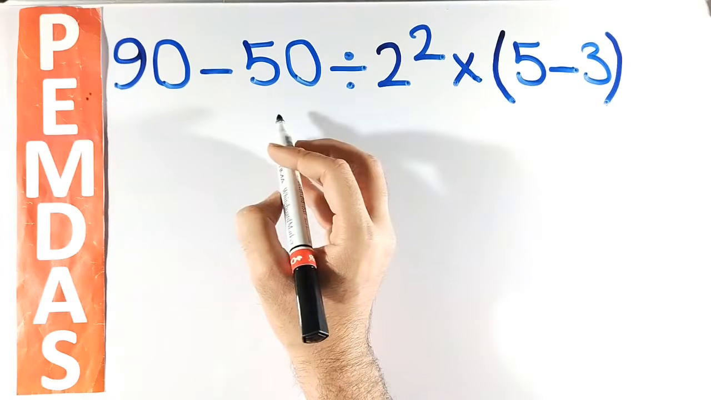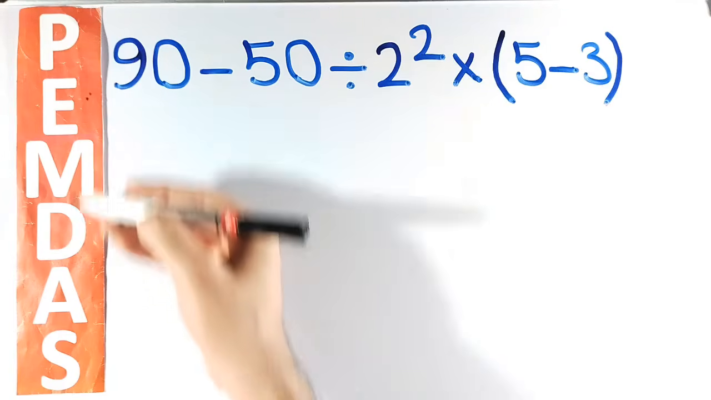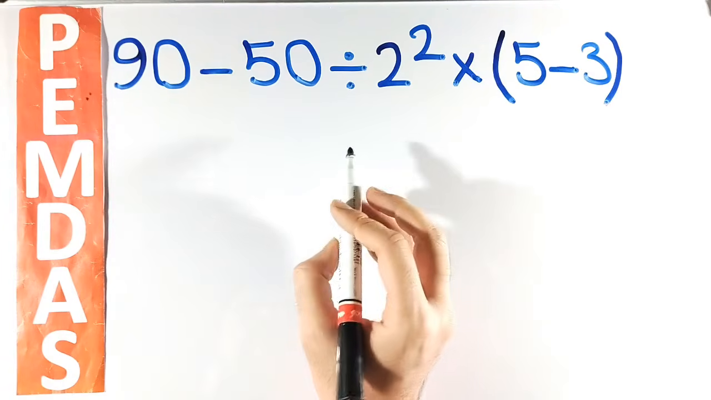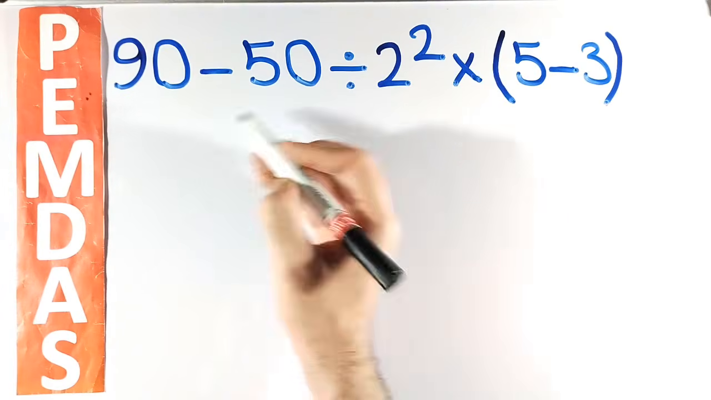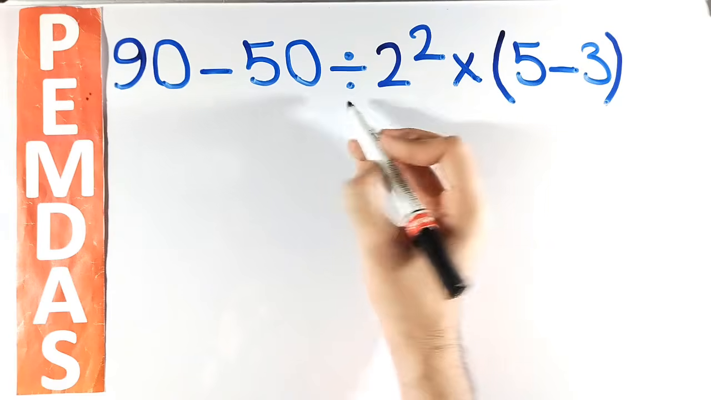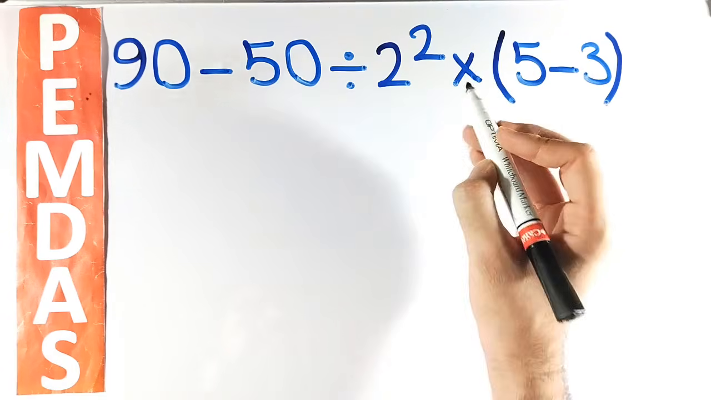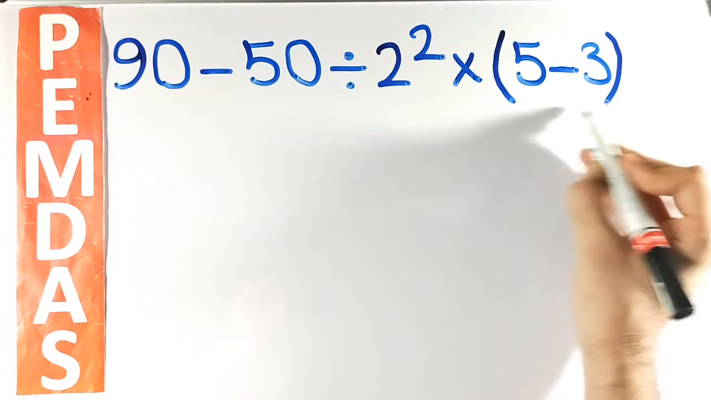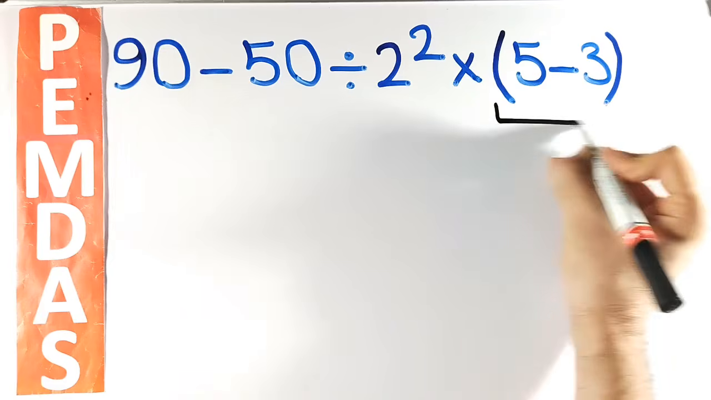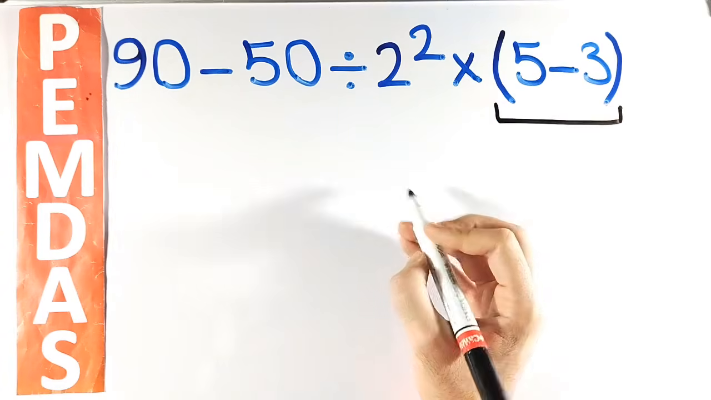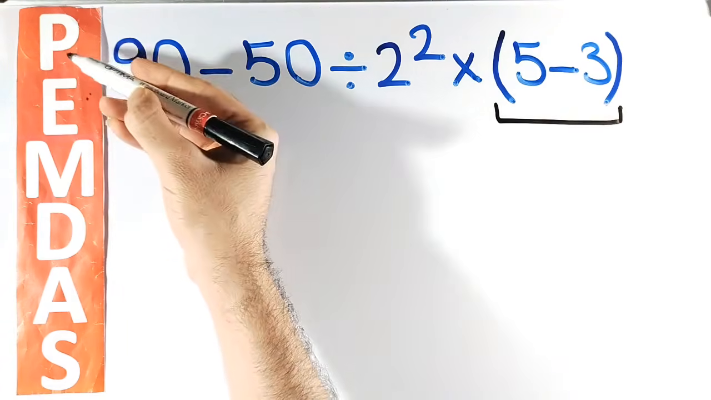To solve this question, we must follow a rule that is called PEMDAS. As you can see on the screen, in this expression, first we have a subtraction sign, then a division sign, followed by an exponent, then a multiplication, and finally parentheses. According to the PEMDAS rule, first we go for the expression inside the parentheses because parentheses have the highest priority than the other operation.